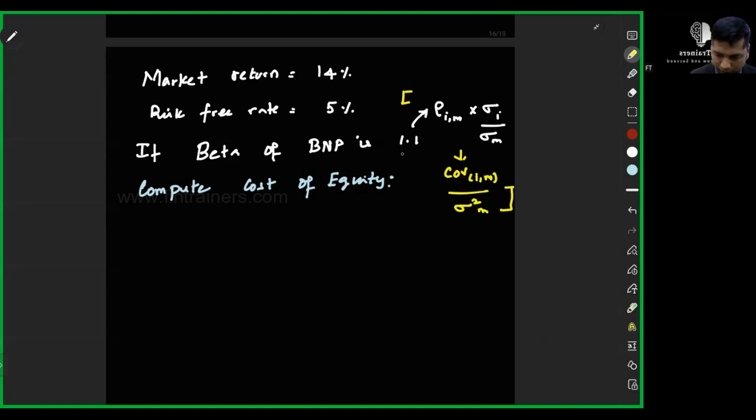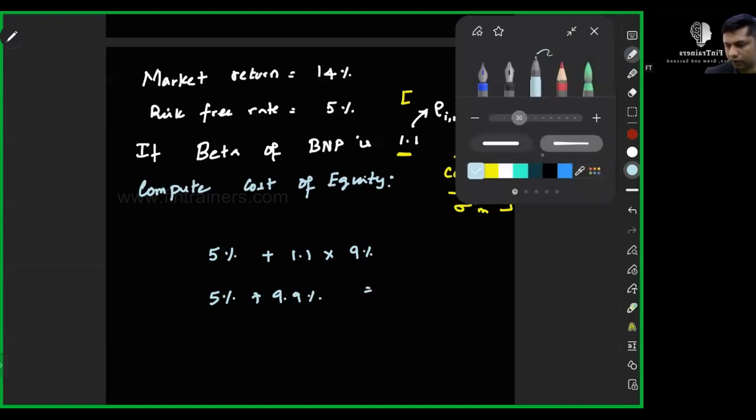But in your equity valuation, we are going to give you the beta. Don't worry about the computation. So this is your risk-free rate, 5%. Generally, I like to convert into decimal, but it's a linear equation, so you can directly use percentages. 5% plus beta, which is 1.1, multiplied by (RM minus RF), which is 9%. So 5% plus 9.9, which is 14.9.